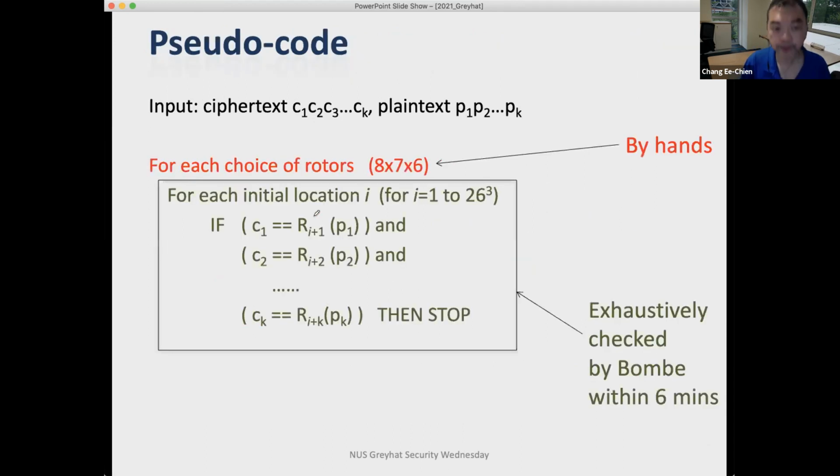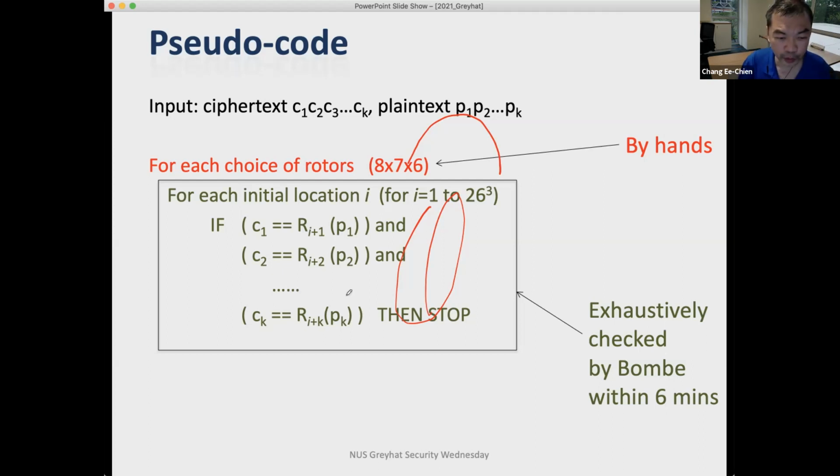What do I mean by that? By hand, the operator will choose 3 rotors, put them there, and then press the button, and this will run an exhaustive for i equal 1 to 26 raised to the power of 3. Using mechanical means, they will do it in 6 minutes. After this is done, if it cannot crack it, by hand they choose another set of rotors, press the button, and this thing will run. There's a sound like a bomb, that's why it's called a bombe. It runs for 6 minutes, and then you know whether it cracked it. So that is the first part.